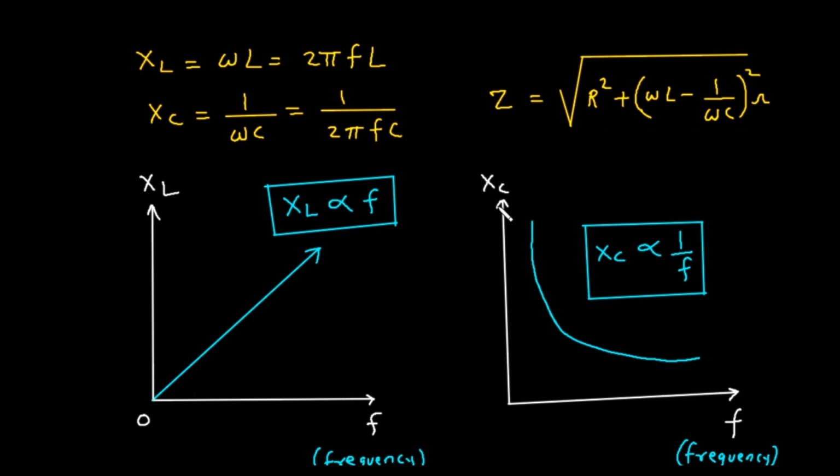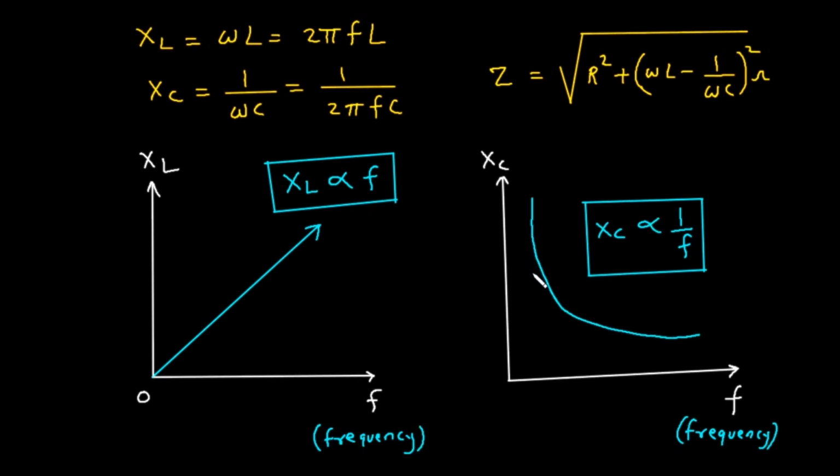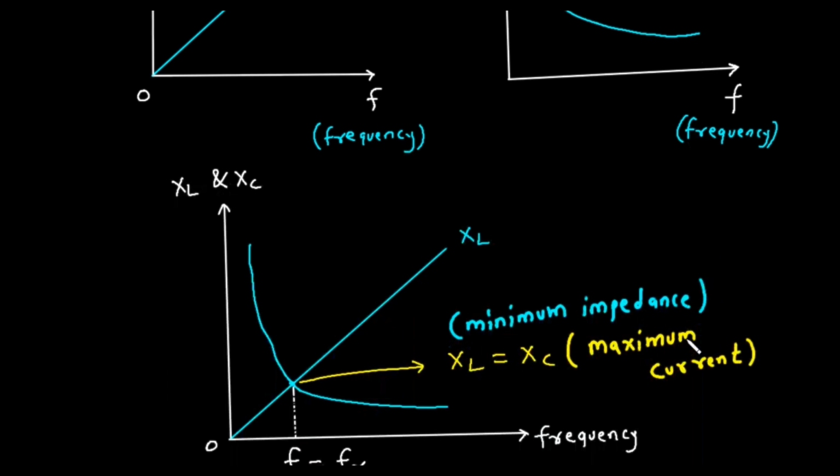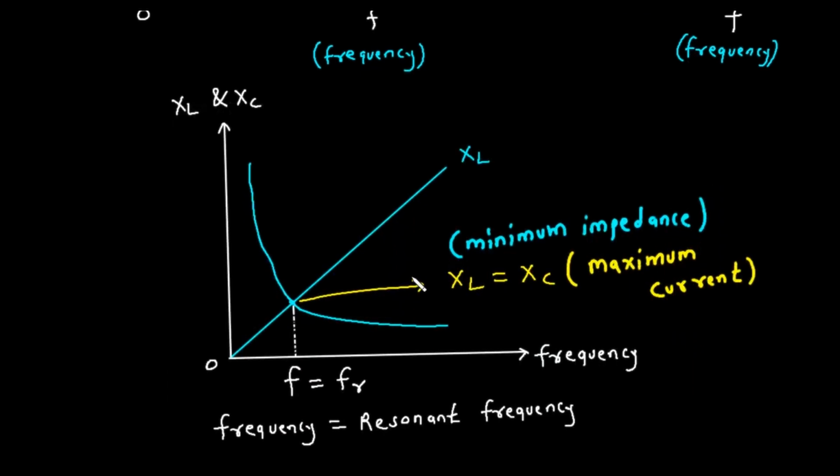Next, let's graph the capacitive reactance, XC, versus frequency, f. The formula is XC equals 1 over 2 pi fC. This means XC is inversely proportional to the frequency, f. As the frequency increases, the capacitive reactance decreases. The graph is a curve that starts high at low frequencies and drops down, getting closer and closer to zero as the frequency gets very high. Now, let's put both of these graphs on the same set of axes. The vertical axis represents both XL and XC, and the horizontal axis is frequency.